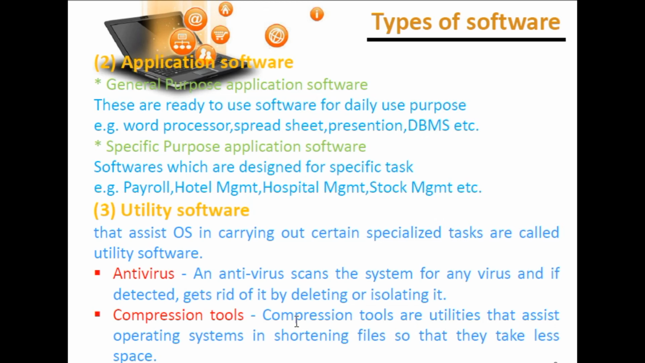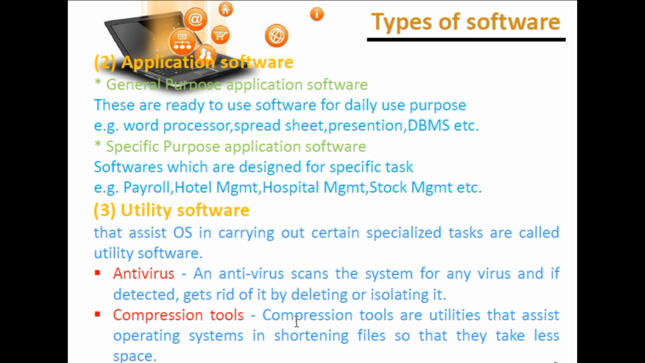Now, utility software. Software that assists the operating system in carrying out certain specified tasks is called utility software. It actually accelerates the hardware and ensures proper utilization of the hardware by the operating system. That's why operating systems have this category too. First is antivirus. Second is compression tool. As you know, we can use antivirus to scan our system for better performance or to protect from threats and theft. Next, compression tools are utilized to assist the operating system in shortening files so they take less space.